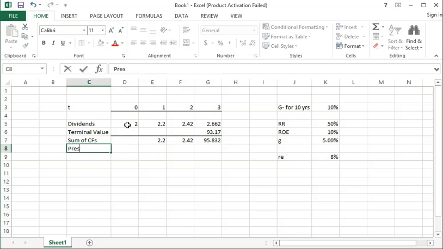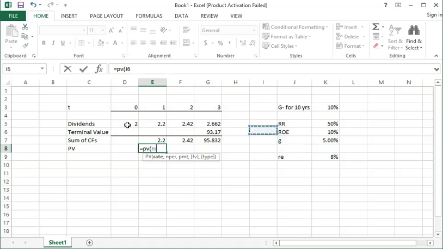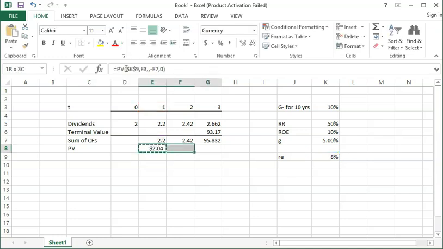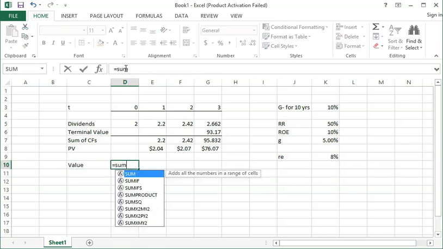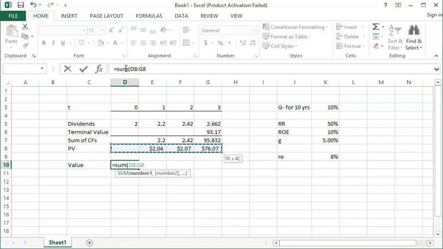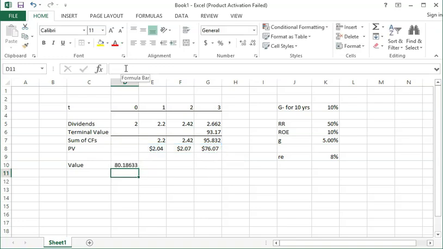And we calculate present value. For present value, simply the same formula, equals PV. Rate is 8%. Period here. Payment nothing. Future value is the negative of this. End of the period. I will lock the rate cell because the rate wouldn't change. Then the value as of today would be the sum of all these present values. It is 80.2.